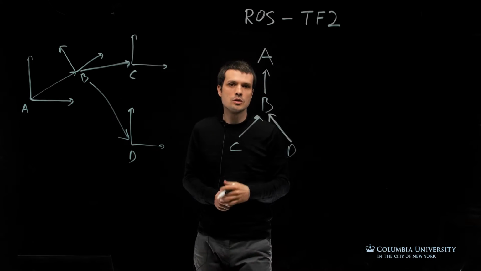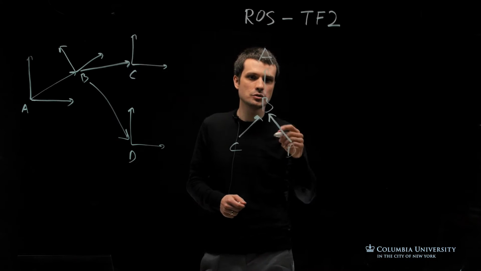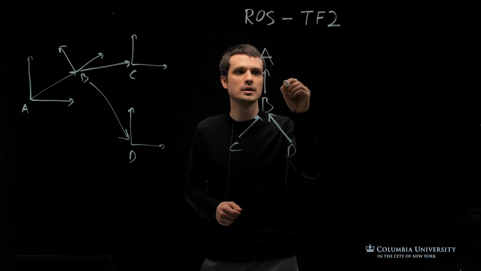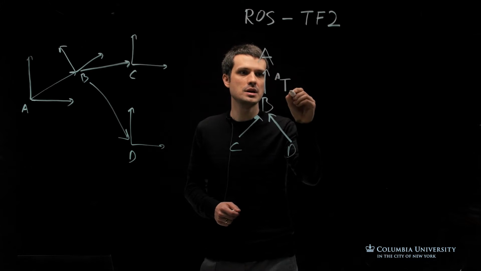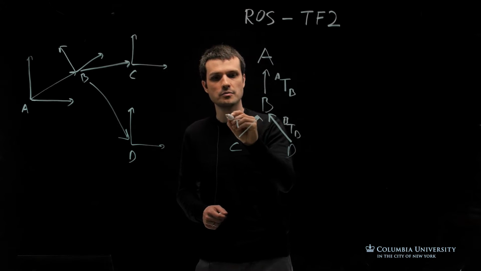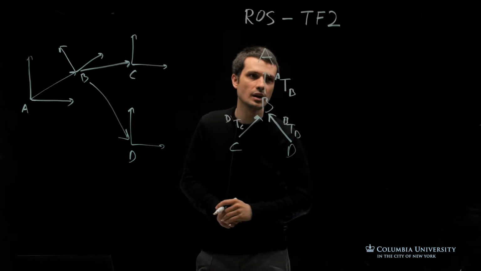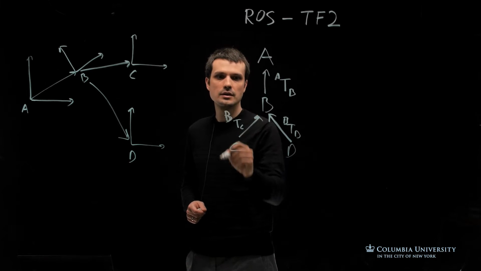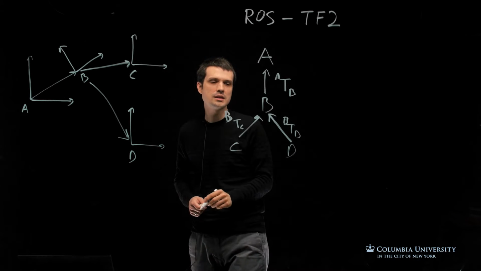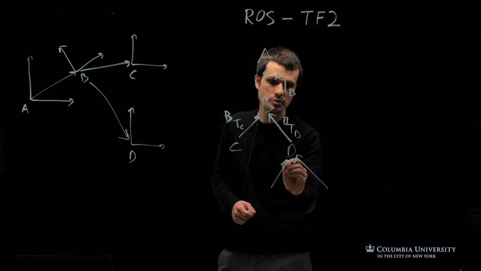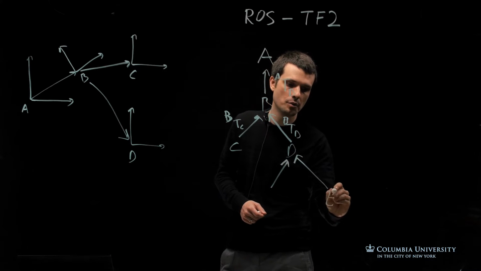So your job is to tell TF all these individual transforms. For example, the transform from A to B, or the transform from B to D, or the transform from B to C. And then TF will build this tree for you behind the scenes, and such a tree in general can be way big, especially when dealing with real robotic systems.